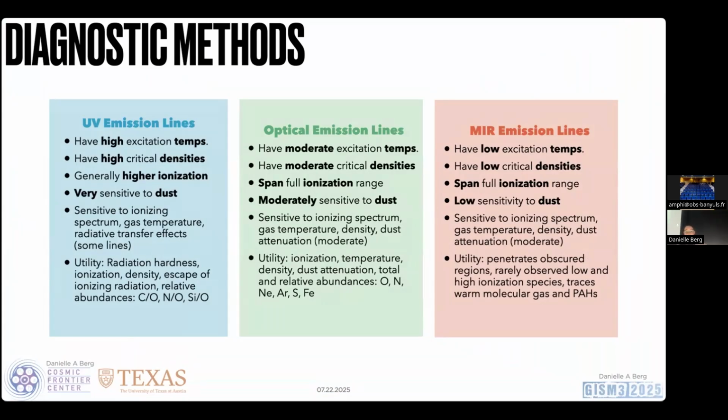For our critical densities, the UV emission lines tend to have higher critical densities. The optical lines tend to have more moderate critical densities. The mid-infrared lines tend to have very low critical densities, and so on. So you can review these in your notes, but I wanted you to have just a little summary.